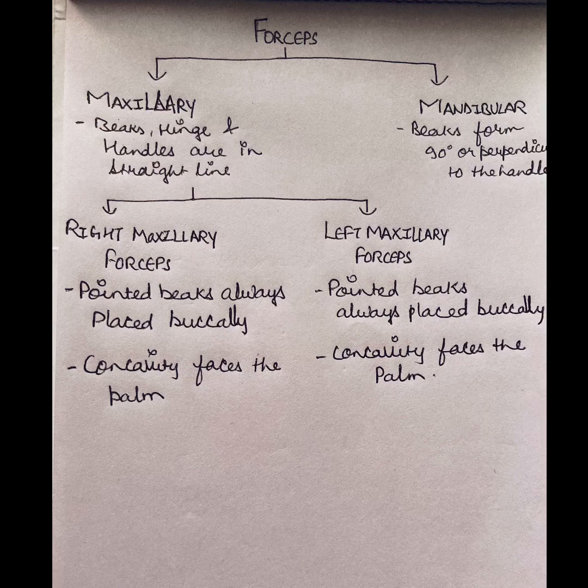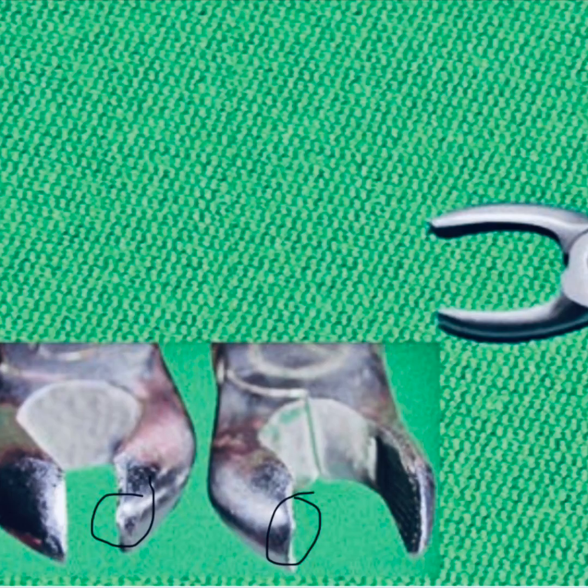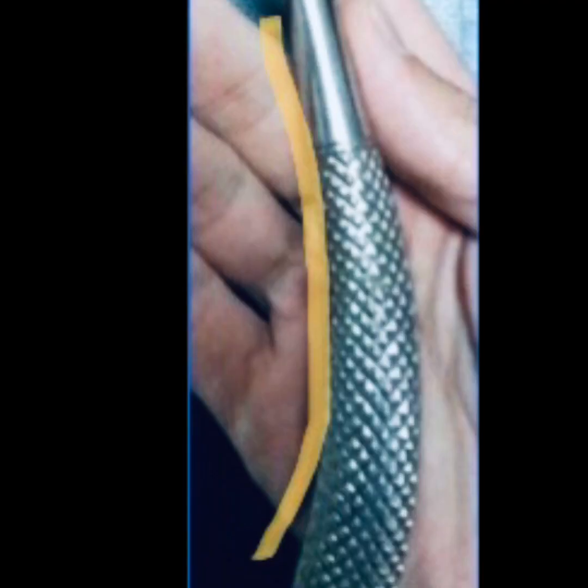First, the pointed beak is always placed buccally, and the other, concavity, faces the palm. In this pic, you can easily appreciate the pointed beaks. I encircled the beak with black color. This pic is showing concavity. This concavity always faces the palm. I marked the concavity with yellow color.